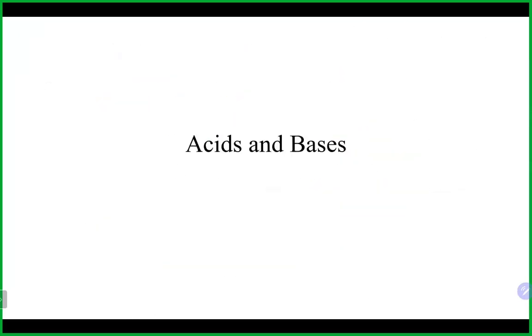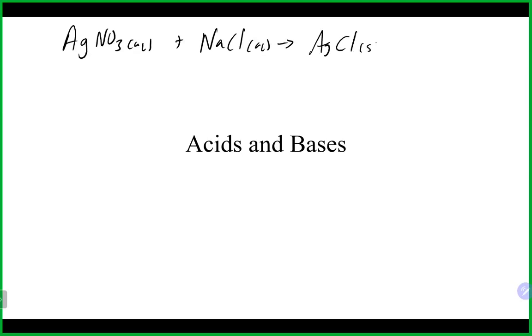If we look back at our ionic equation, we could actually write that. So we take sodium chloride, silver chloride, and our sodium nitrate. So this again is our molecular equation, right? We write our total ionic equation.